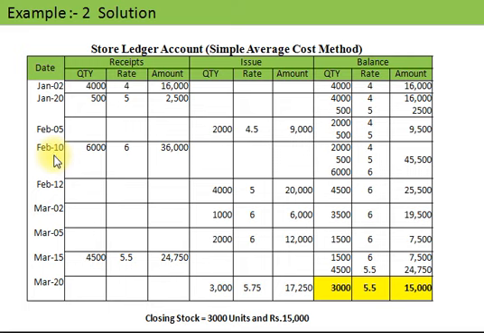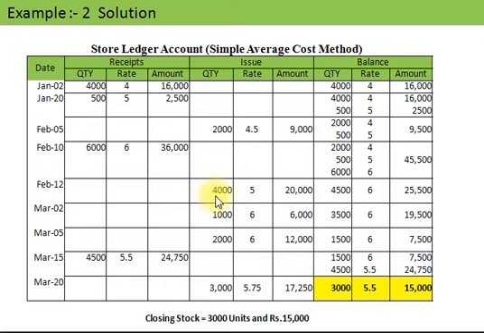Now on 10th February we have a purchase of 6,000 units. It will be recorded as receipt. So 6,000 units at rupees 6 and 36,000, and by the end of day we have three quantities, 2,000 units, 500 units and 6,000 units. Rate 4 rupees per unit, 5 rupees per unit and 6 rupees per unit, but the amount will be the combined amount. How? 9,500 plus 36,000 is equal to 45,500.